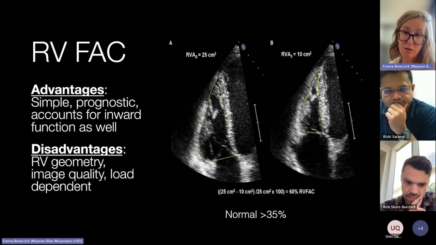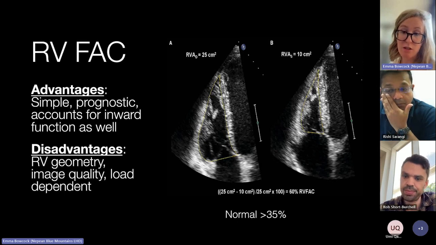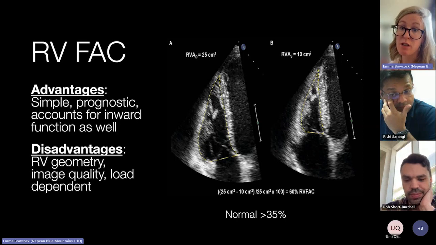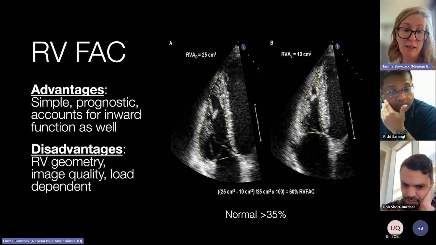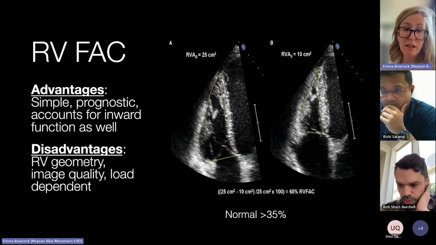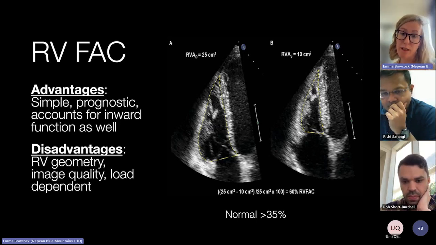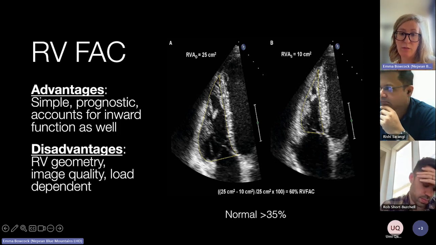If you've got good enough images, you should do it on all patients because of potentially missing patients by just using those longitudinal parameters which we've talked about. It's pretty good at correlating with MRI ejection fraction. As I say, it accounts for that squeeze, that bellows motion of the RV, and it's got some prognostic data. Of course, all of these parameters are load dependent, right? And this is a drawback of some of them.